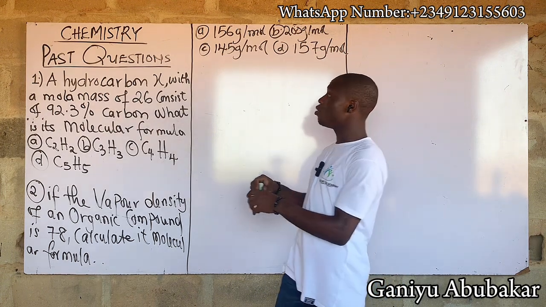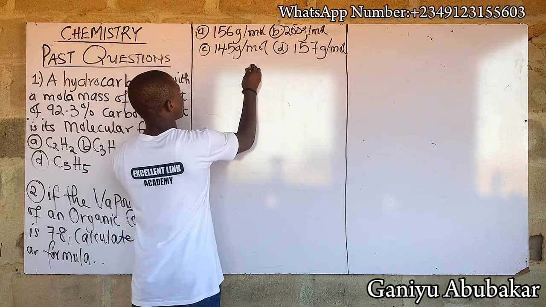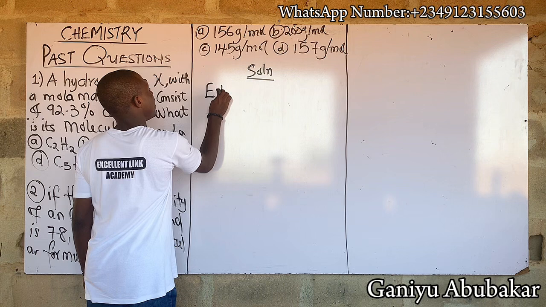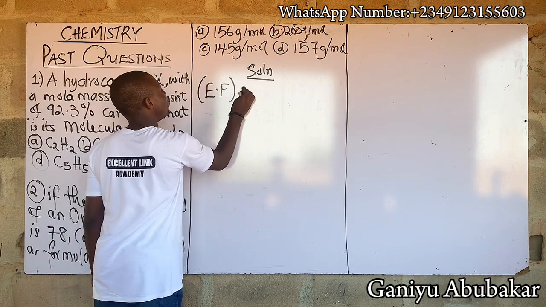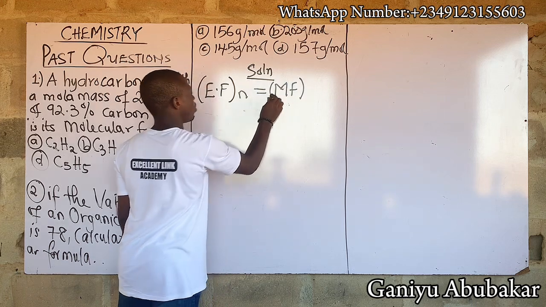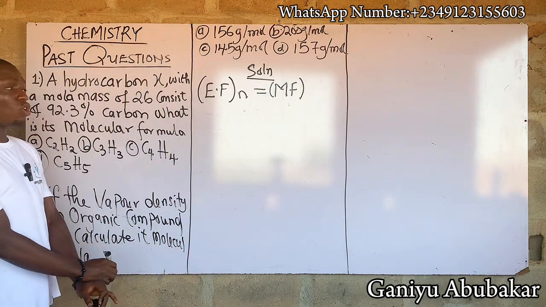So what do we know before now? Solution. We know that empirical formula times n will give molecular formula. We recorded this last class.